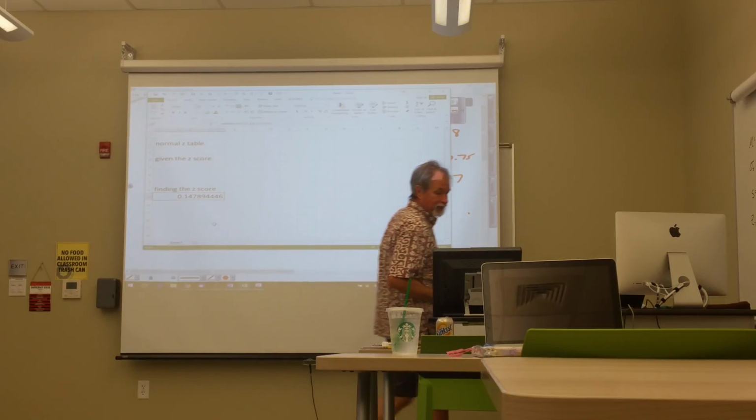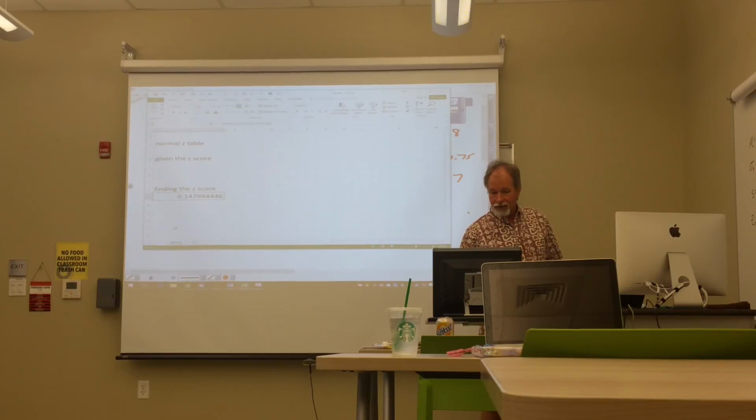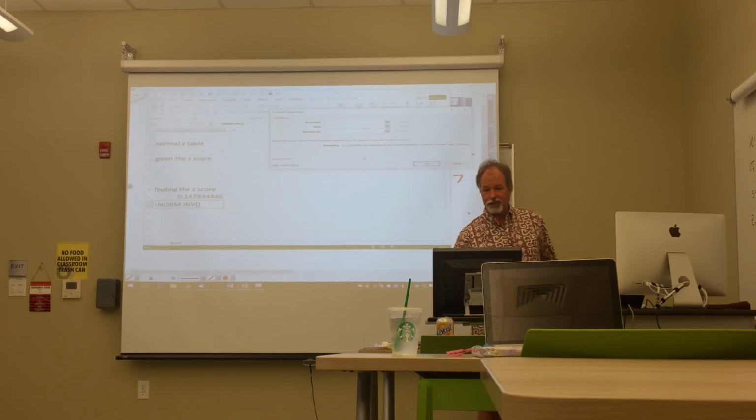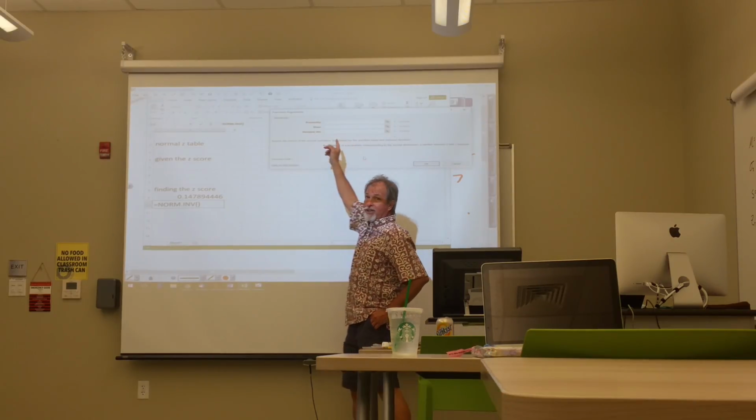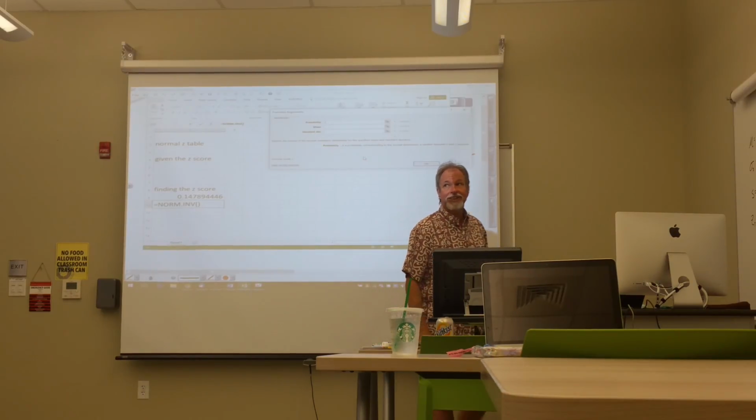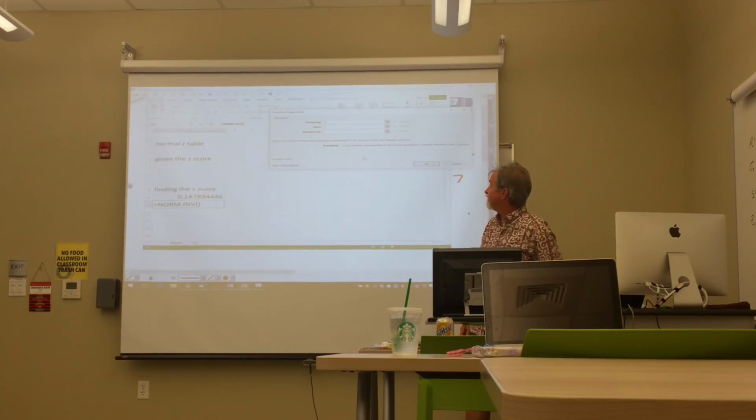So if I go back in here, and I click on this, and I come down here and say more functions, and instead of using norm distribution, I use norm inverse. And I sit there. Now it says they want the probability and the mean and the standard deviation. And this is where I've got to understand. This will actually give me the z-score. So I've got to be careful.